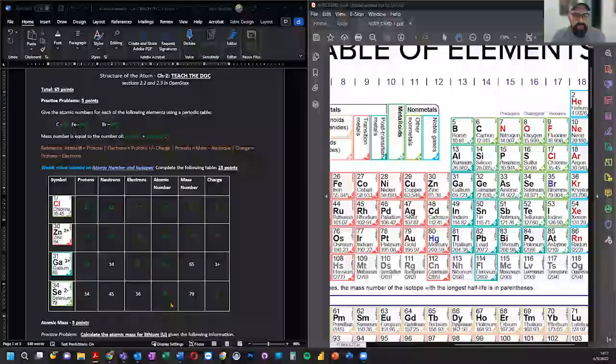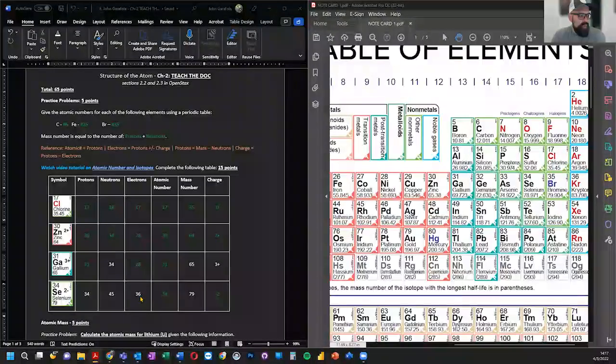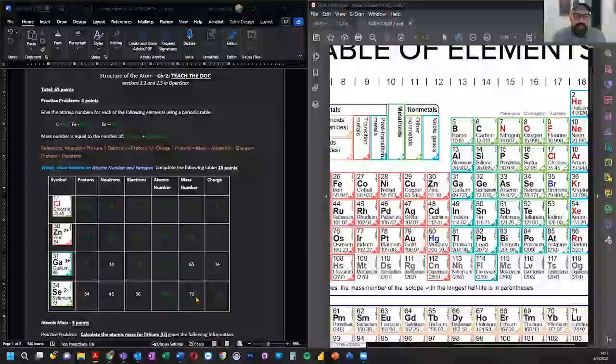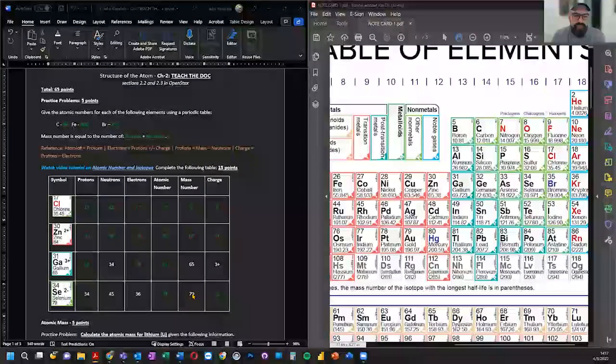We go to the next one. We are given the protons, the neutrons, the electrons, and the mass number. So we've got a good chunk of information to figure this out. So we know that the atomic number is equal to the protons. So we look for number 34, which is selenium.